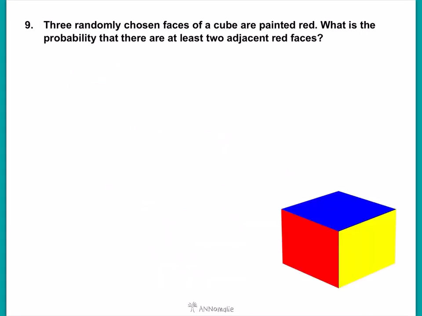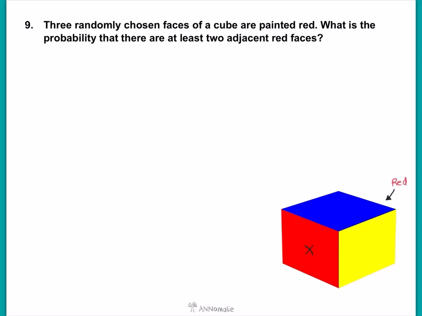Quite a nice problem. 3 randomly chosen faces of a cube are painted red. What's the probability that there are at least 2 adjacent red faces? So let's assume that we paint this side over here red. Now, to avoid painting adjacent faces red, we are going to paint the back side over here red as well.